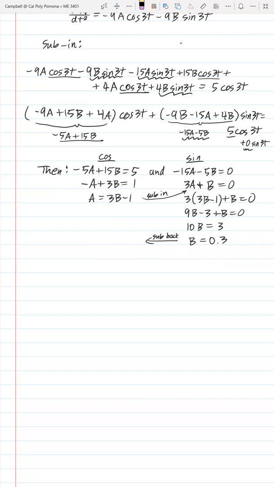And so when I do that, I get a is equal to 3 times 0.3 minus 1. And clearly this is equal to 0.9 minus 1, which is equal to negative 0.1. So there we go. Got my 2 undetermined coefficients figured out. So that allows me then to write my complete solution.